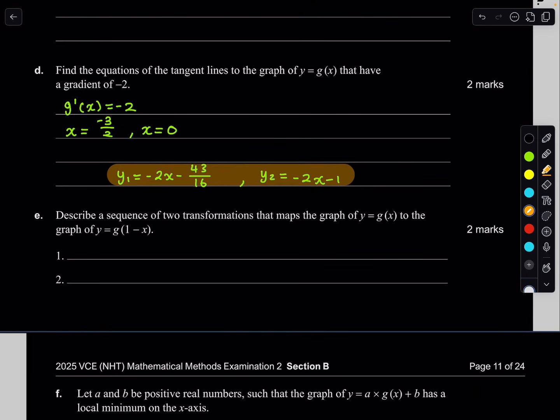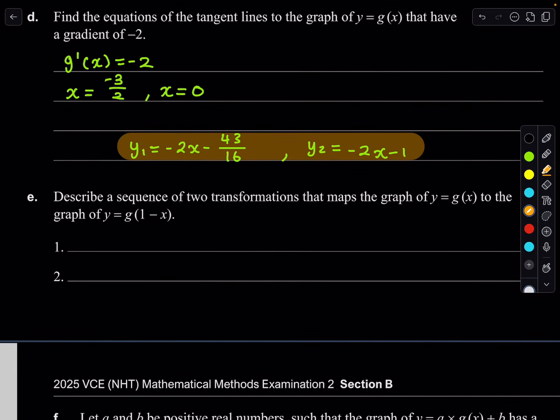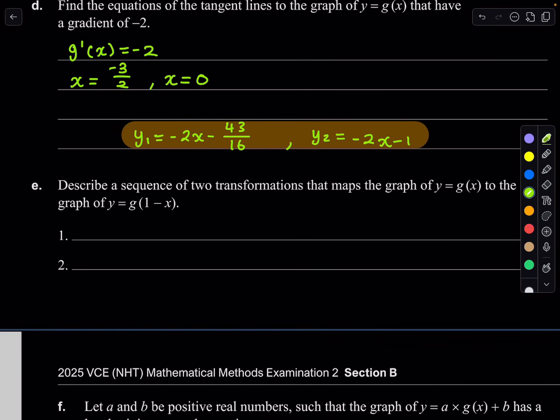Describe a sequence of two transformations that maps. Whenever you hear the word maps, I always replace it in my head. Maps is the same as transforms. So imagine, describe a sequence of two transformations that transforms the graph of g of x to the graph of this, which is, as you can see, that there's two transformations that's happened. And by inspection, we can already see what's happened. First of all, as you can see, they have reflected it.